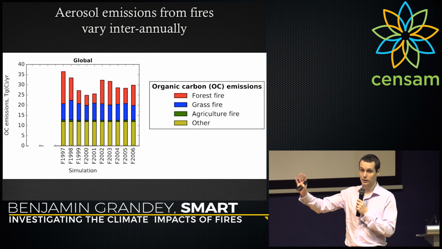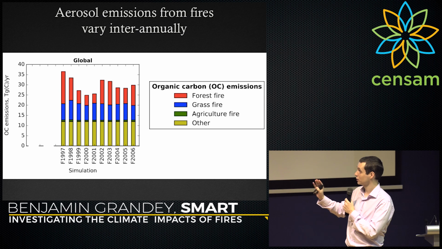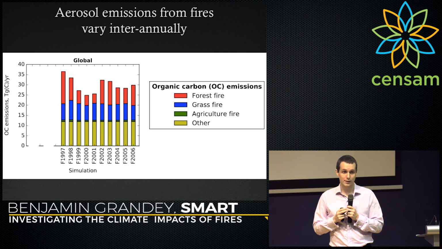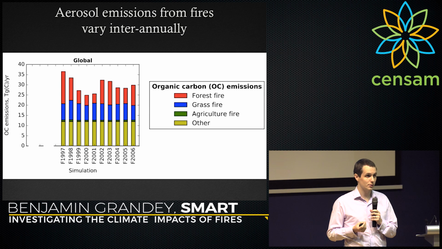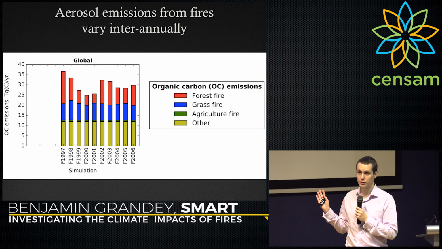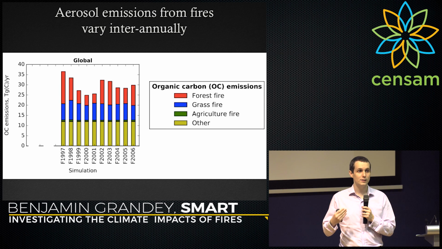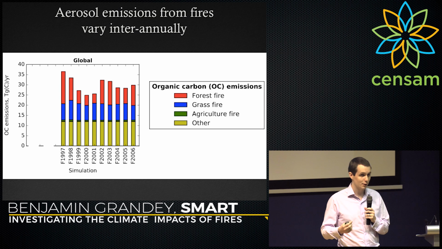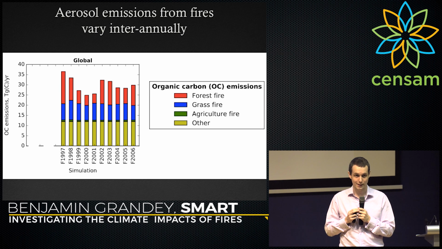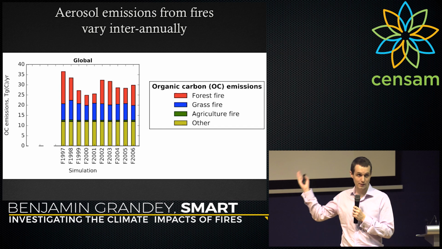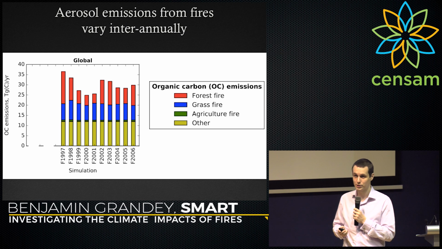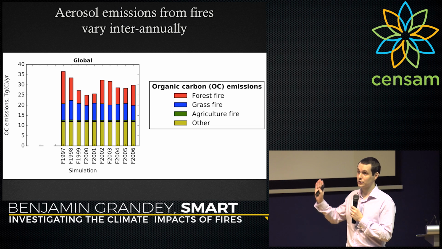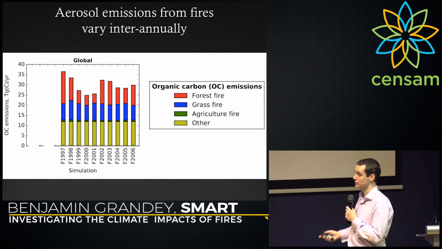So this shows organic carbon emissions globally, the aerosol emissions from 1997 through to 2006. The yellow shows emissions from non-fire sources, such as residential fuel use and industry. The blue shows emissions from grass fires, while the red shows emissions from forest fires. Peat fires are included in the forest fire category here. And you can see that interannual variability in the fires leads to the interannual variability in these organic carbon aerosol emissions. We've run 10 simulations for each of these 10 different years.